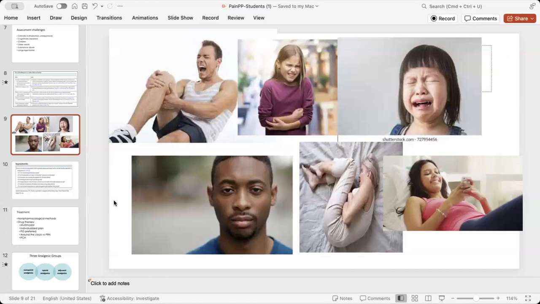Do you ever walk into a patient's room and they say they have pain, they want pain medication, and you're like, they don't have pain?